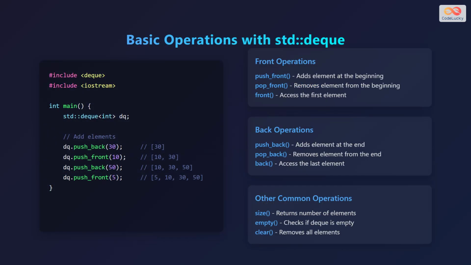Let's learn about the basic operations you can perform with standard Deque. First, include the deque and input-output stream libraries. Then, within the main function, declare a std::deque of integer data type. To add elements, use push_back to add 30 at the end, making the Deque contain only 30. Use push_front to add 10 at the beginning so the Deque becomes 10, 30. Add 50 to the back and 5 to the front, resulting in a Deque with 5, 10, 30, and 50. In essence, the main operations involve adding, removing, and accessing elements from both the front and back of the Deque.